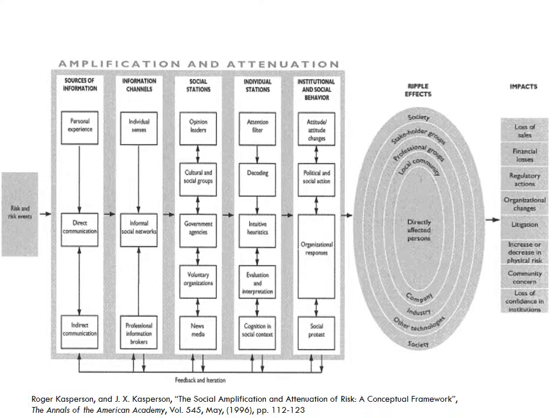Starting with risk and risk events on the left, social amplification or attenuation can begin with a risk event. The risk event could be a terrorist attack, fracking, genetically modified food for example. This is where the degree of dread and known unknown comes into it.